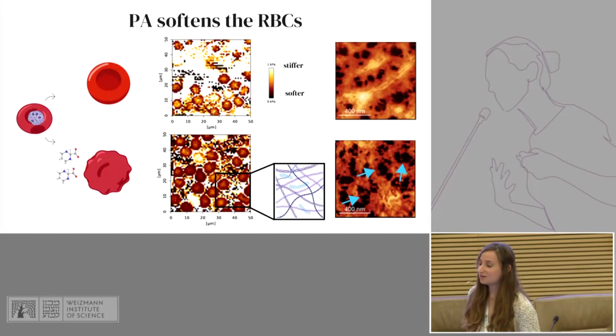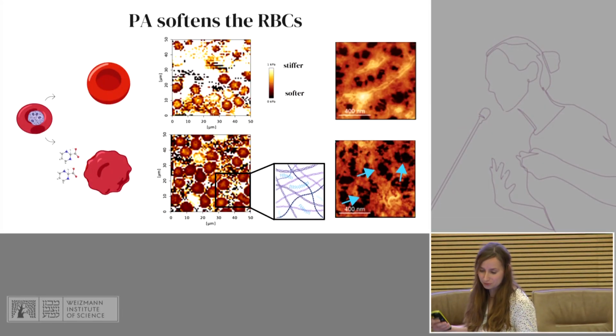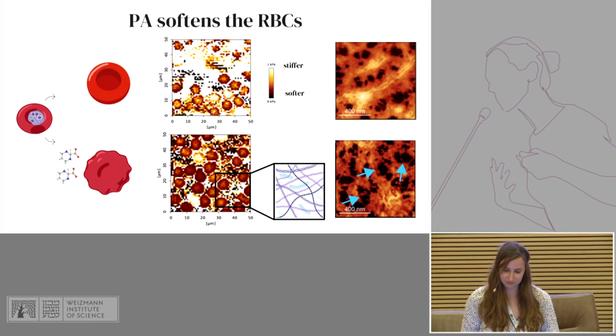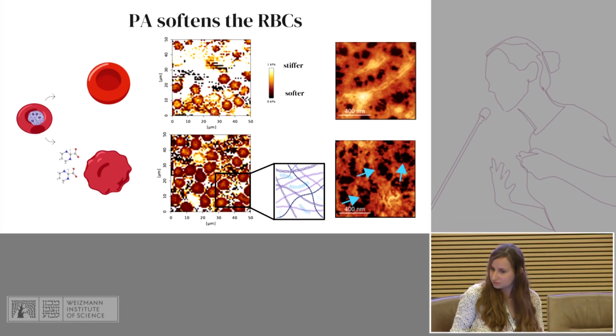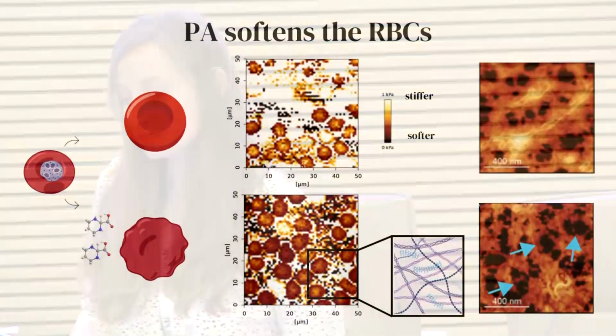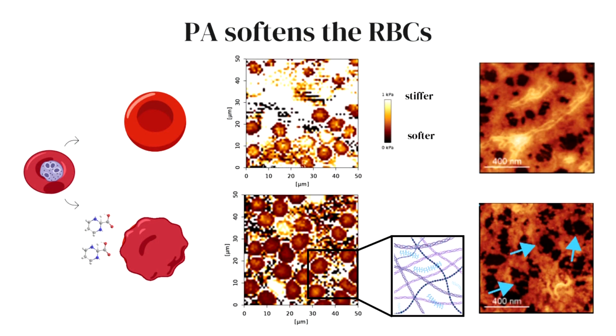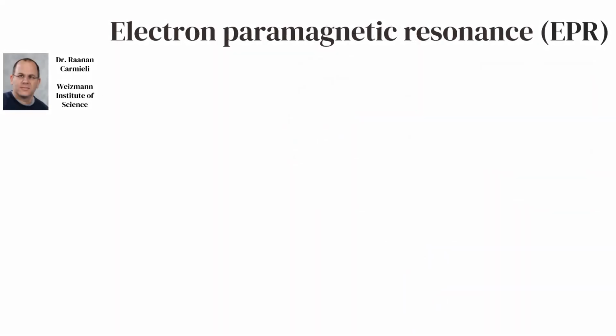Now we wanted to dig even deeper and ask how pipecolic acid softened these cells. And we needed to be creative at this point because you need to understand that red blood cells don't have any organelles. So we decided to look at the lipids of the red blood cell. We designed liposomes with the lipids that are abundant in the red blood cell. And using these liposomes, we could approach electron paramagnetic resonance. It's a machine that can measure the movement of unpaired electrons.